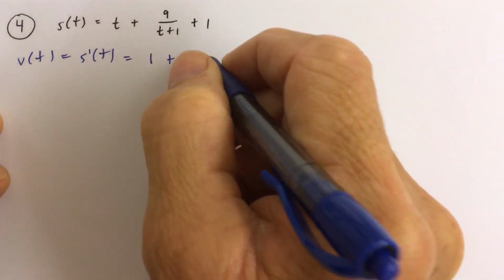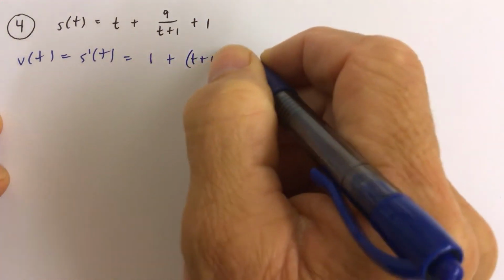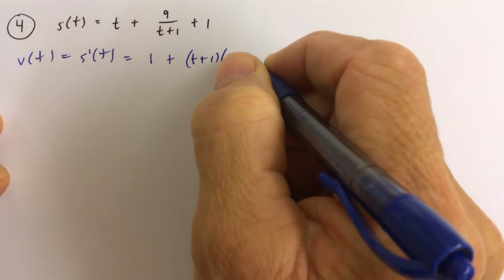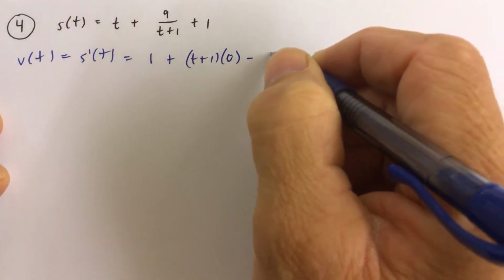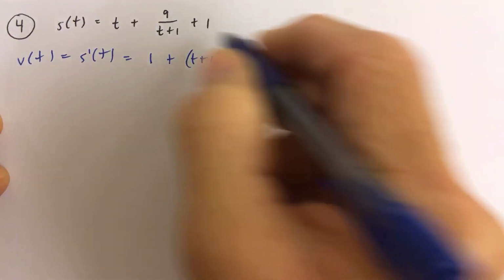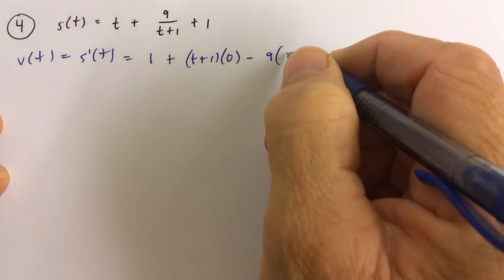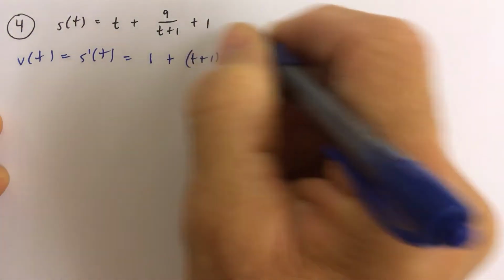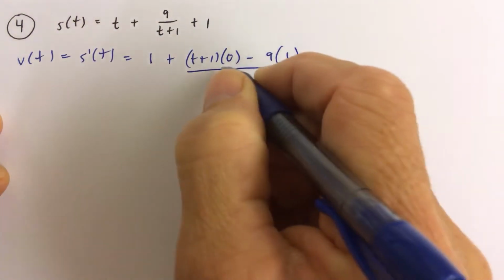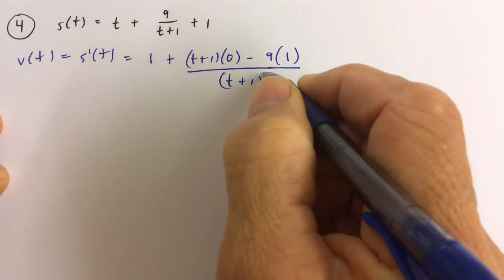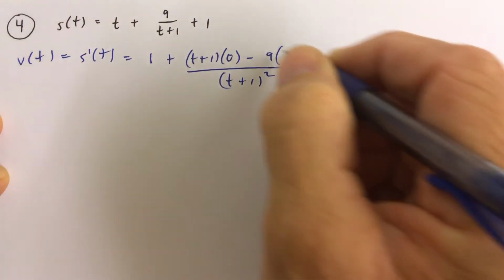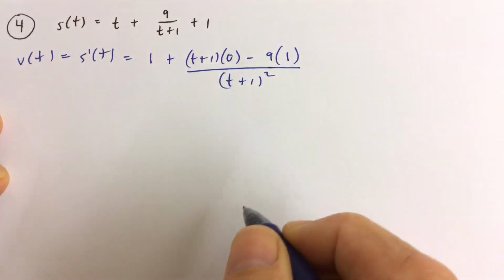And low, which is t plus 1, d high, now the derivative of the constant is 0, minus high, which is the numerator, d low, the derivative of t plus 1 is just 1. And then over low squared, so that's over t plus 1 squared. And then plus 0, because the derivative of 1 is 0.